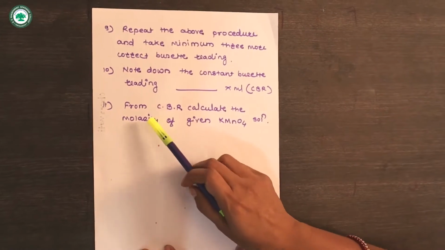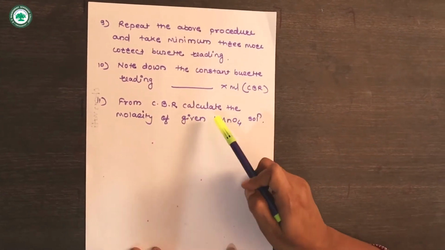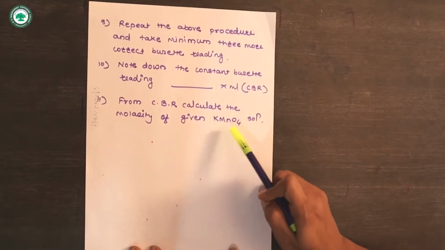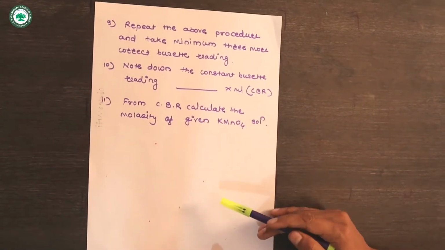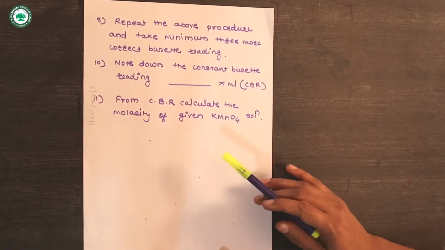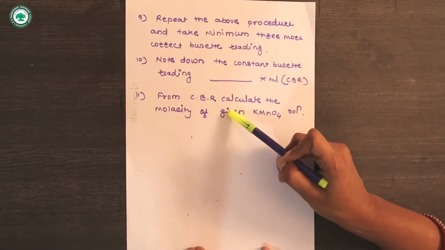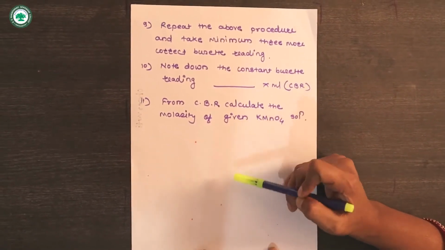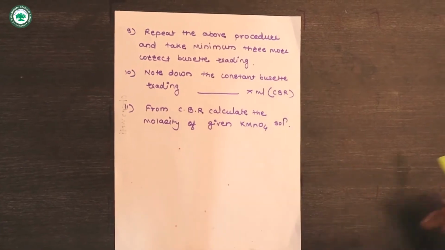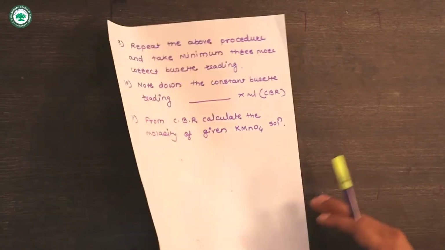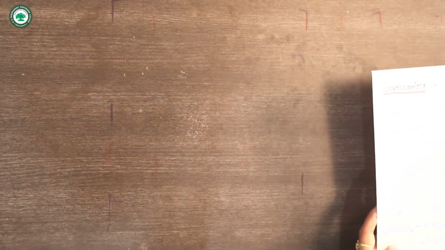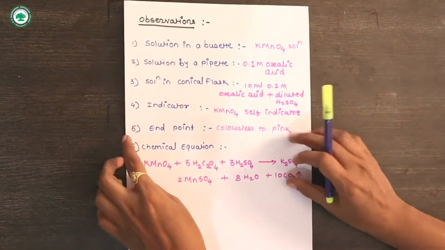Now the last point is, from the constant burette reading, calculate the molarity of the given KMnO4 solution. The next one is the calculation, and in that calculation we use this burette reading, calculate, and find out the molarity of the KMnO4 solution. Now the next point is the observation.